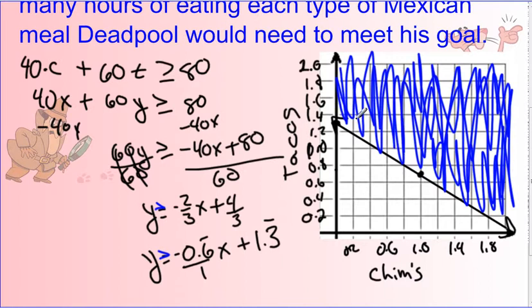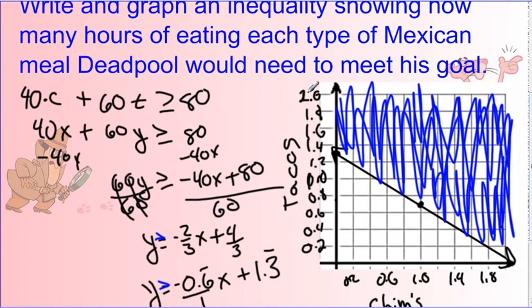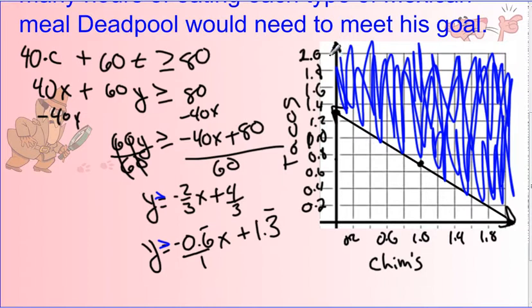Or not within 1 hour, it's how many hours he would need to eat each of them to have 80 Mexican meals. So if he spent 2 hours eating tacos, he's going to have more than 80 meals. He's actually going to have 120. If he spent 1 hour eating chimichangas and 1.4 hours eating tacos, right in there someplace, he would have more than his 80 meals. Okay?